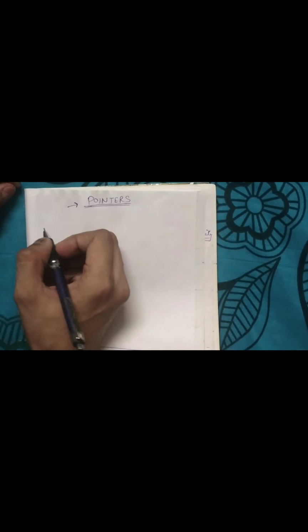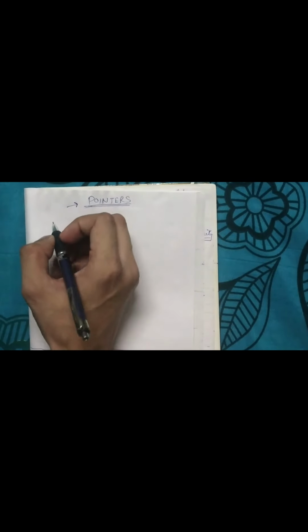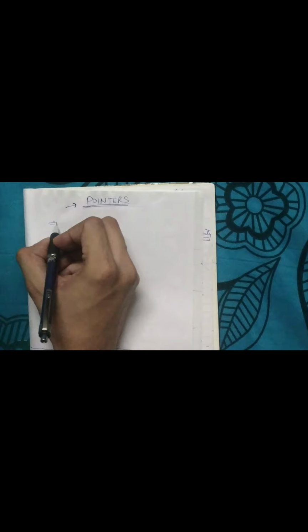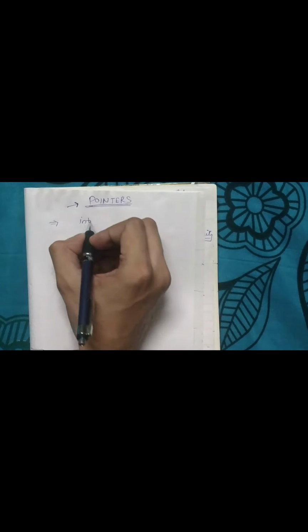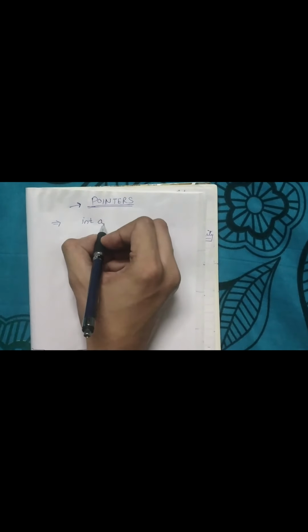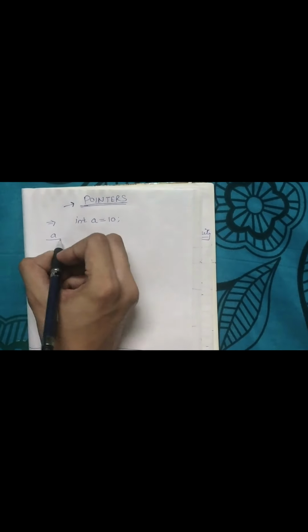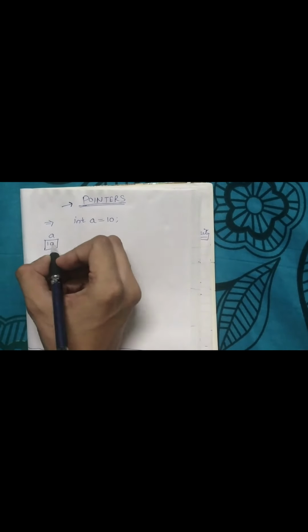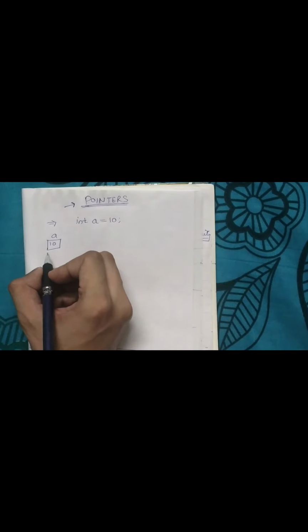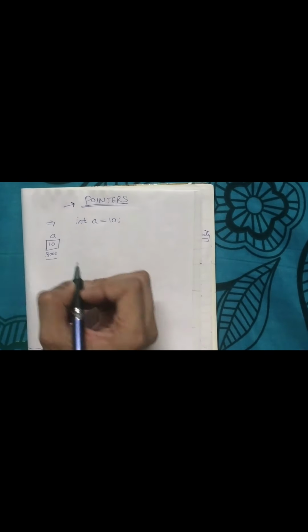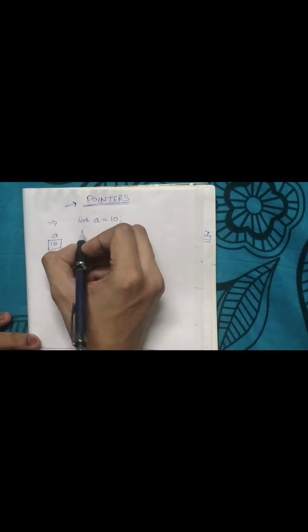So first of all, we will see what is a pointer. A pointer is just a variable which stores the address of another variable. What does it mean? Suppose you have a variable of data type integer which is having 10. So this is your a and it is having a value 10. It might have an address also. Suppose this is 3000.